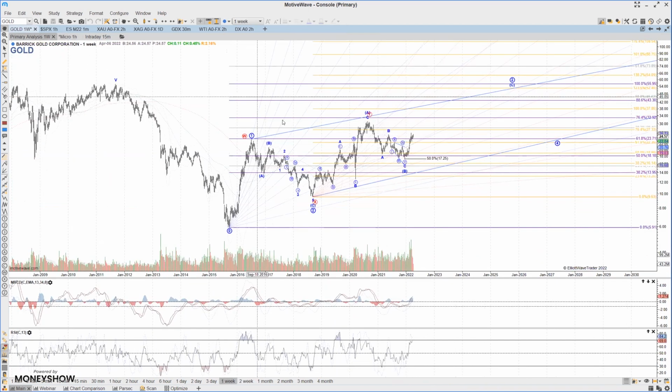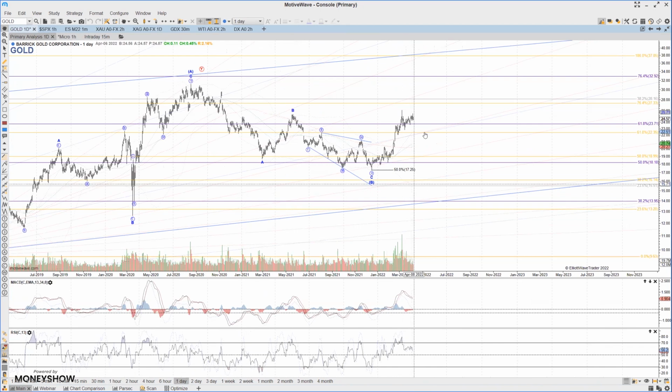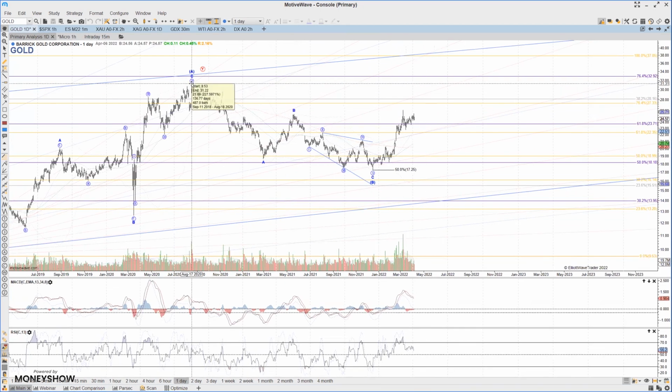So this, unlike NEM, hasn't made a higher high compared to the 2020 high, but has done more than enough to suggest that the correction down from that 2020 high is completed and price is set up for further upside overall.